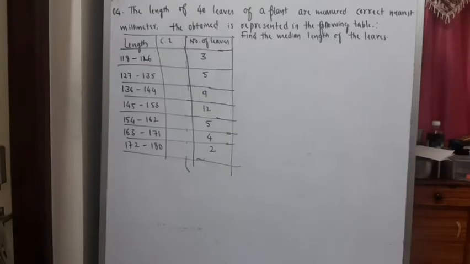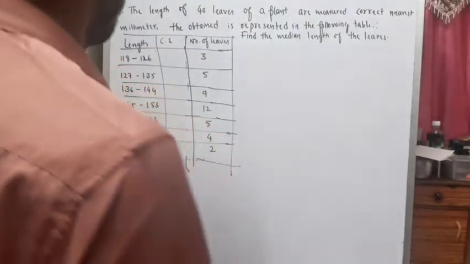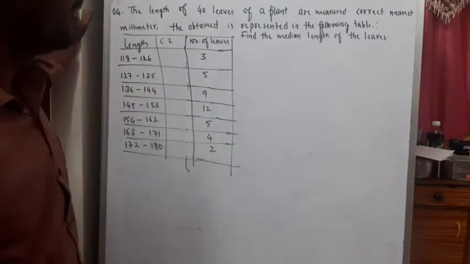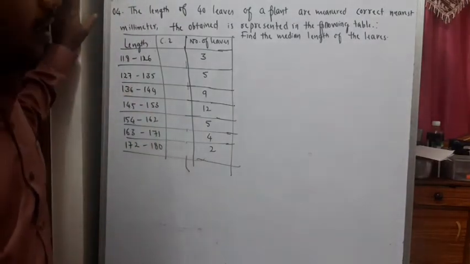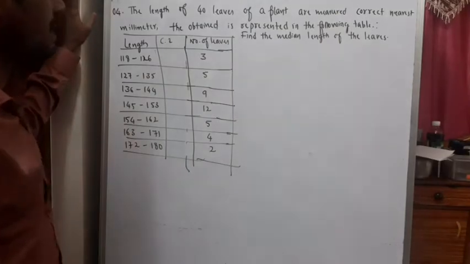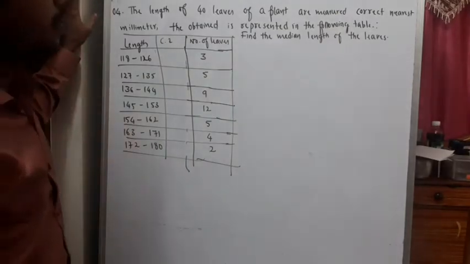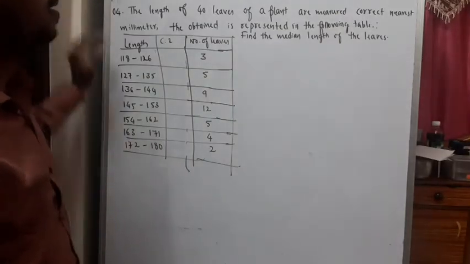Okay. One more variety, that is the fourth question. The length of the 40 leaves of a plant are measured correct to the nearest millimeter.